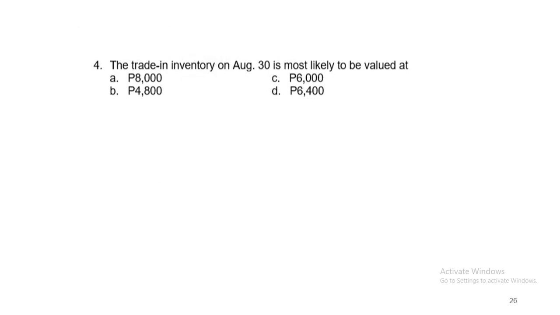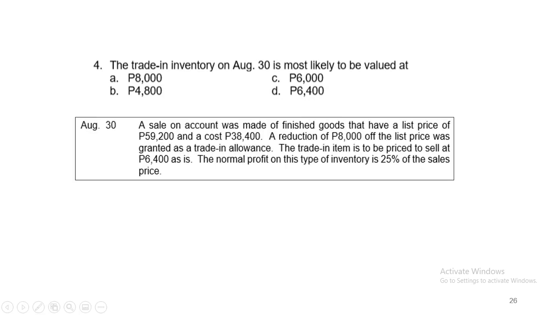Now for number 4, the trade-in value of inventory on August 30 is most likely to be valued at. So the August 30 transaction is a sale on account of finished goods that have a list price of 59,200 and a cost of 38,400. A reduction of 8,000 of the list price was granted as a trade-in allowance. The trade-in item is to be priced to sell at 6,400 as is, and the normal profit on this type of inventory is 25% of the sales price.